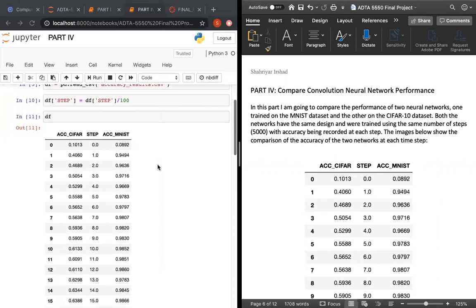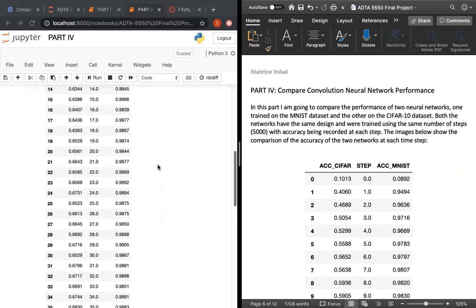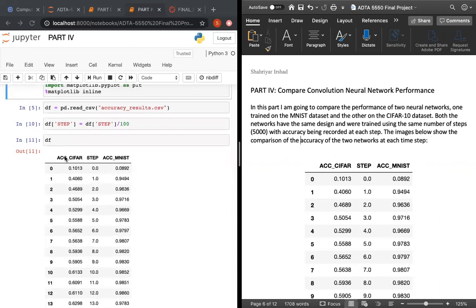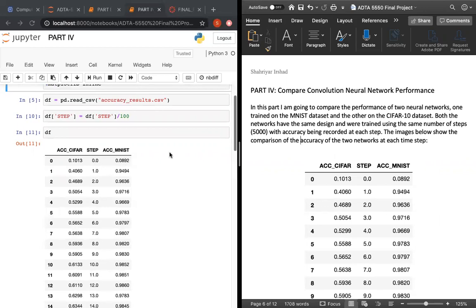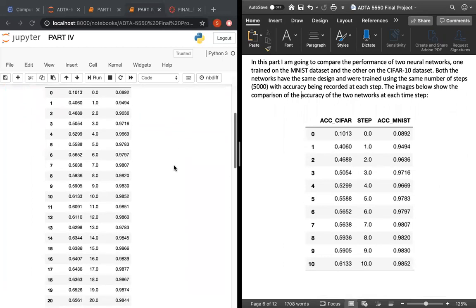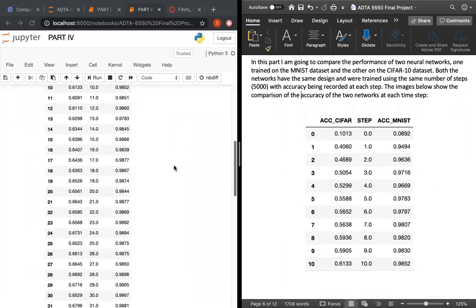And here you can see these are all the 50 data points from both the models. I have 3 columns in this data set. The first one is the accuracies from the CIFAR 10 data set. The second is the step for each accuracy level. And the third is the accuracy from the MNIST data set from homework 4. So I did a comparison between both these two.